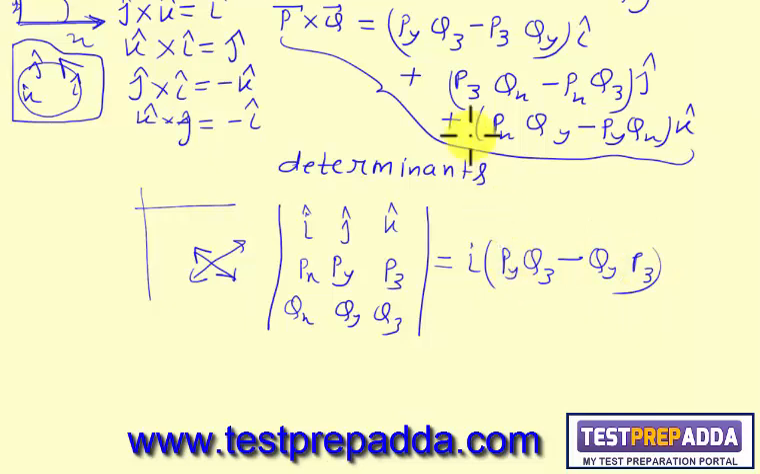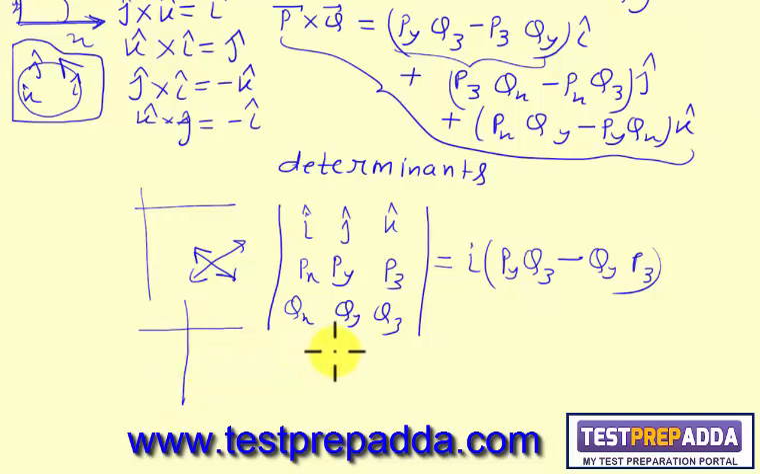QYPZ. You can see the term is the same here: PYQZ, QYPZ, I. Right? Similarly, in the second expansion, we close the second column and the first row.